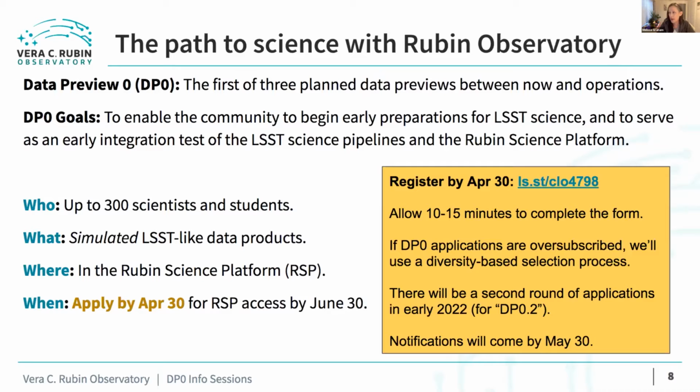If our DP0 applications are oversubscribed, we'll be using a diversity-based selection process. There's no evaluation of whether we think you're going to be a good delegate or anything like that. We just sort of pick randomly because we want a really diverse set of early users. And also I want to note that there will be a second round of applications in early 2022. So this isn't your only chance to participate in DP0.